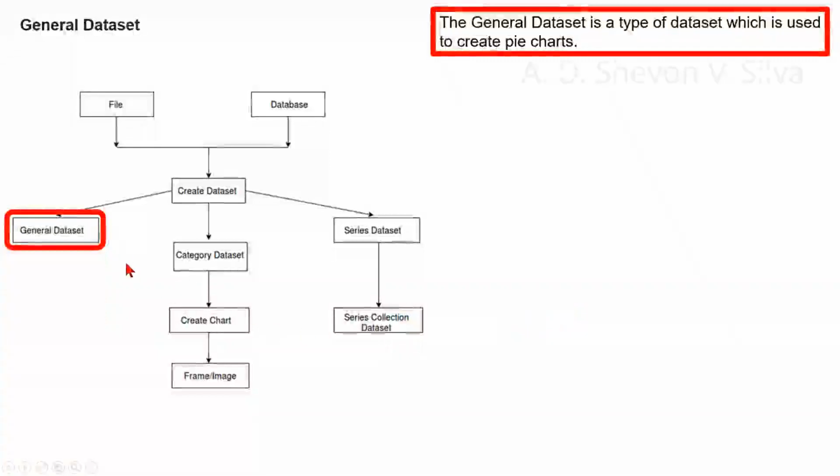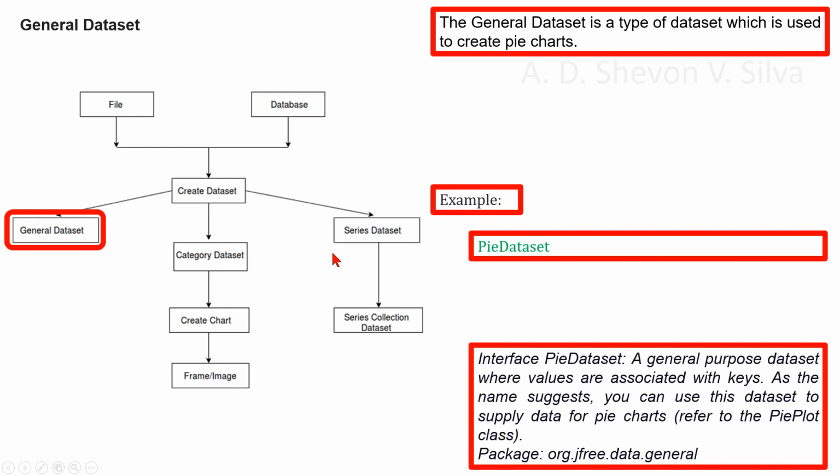Now we are focusing on general dataset. The general dataset is a type of dataset which is used to create pie charts. As an example, we can consider PieDataset. Interface PieDataset, a general purpose dataset where values are associated with keys. As the name suggests, you can use this dataset to supply data for pie charts. Refer to the PiePlot class also.